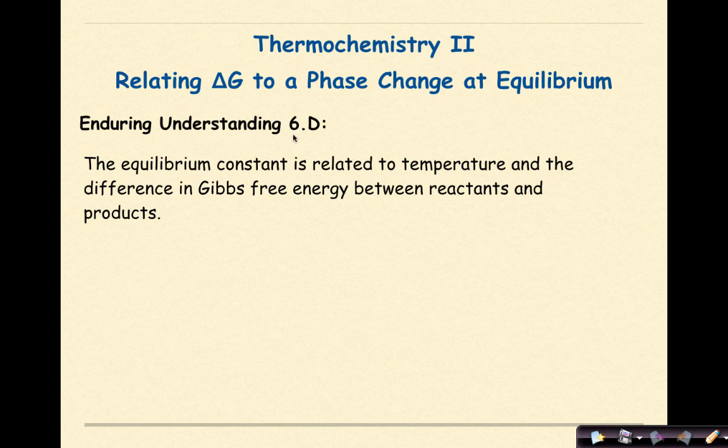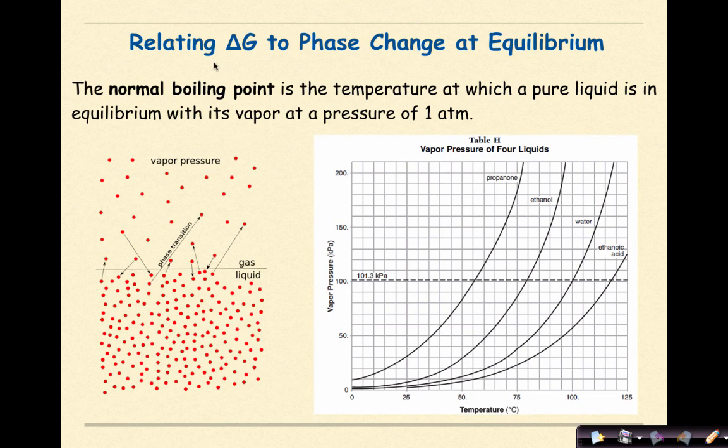My name is Dr. English, and today we're going to be talking about relating delta G to a phase change at equilibrium. Specifically, we're going to look at Enduring Understanding 6.d, which states the equilibrium constant is related to temperature and the difference in Gibbs free energy between reactants and products. So let's start off by relating delta G to phase change at equilibrium.